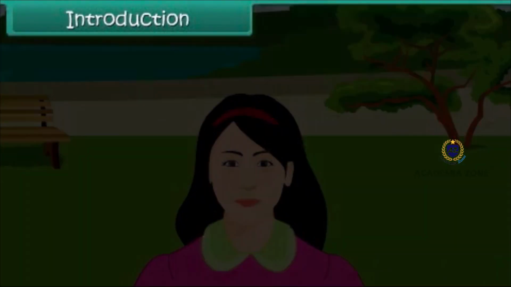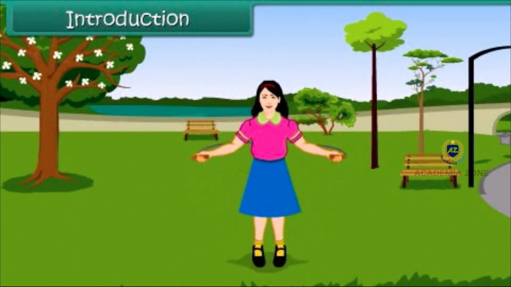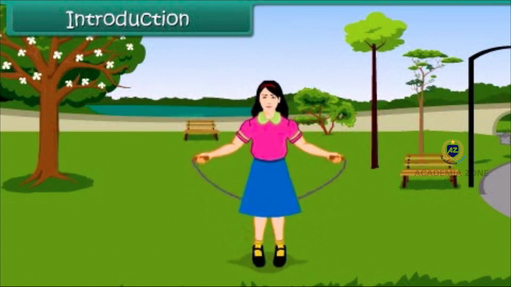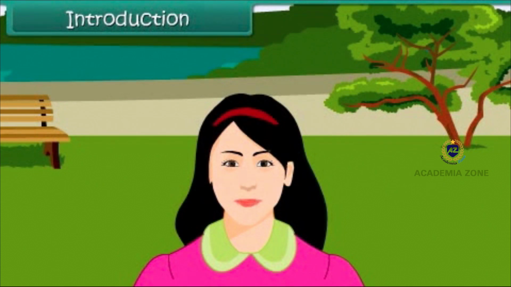Hello friends, I'm skipping rope. Count the number of times I skip rope. 1, 2, 3, 4, 5, 6, 7 and 8 times. I am tired now. Therefore, the data of my skipping rope is 8.